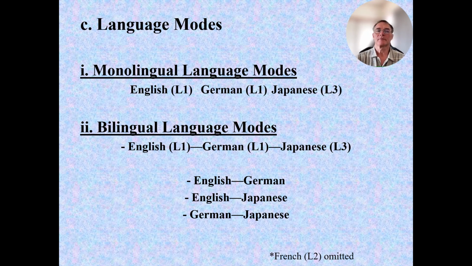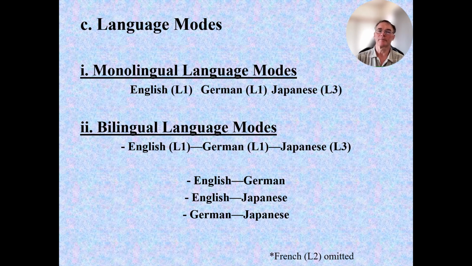So we have basically two language modes, monolingual and bilingual. So I have a use of three languages, and I can use them independent of other languages. Say, speak only English, or only German, or only Japanese.